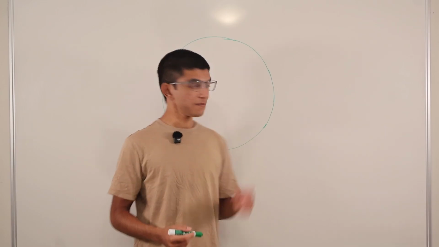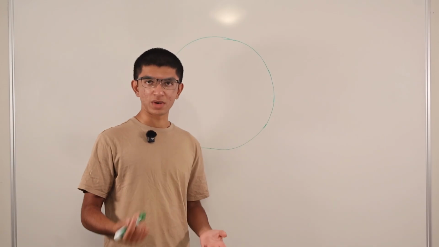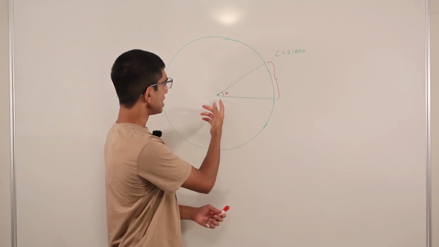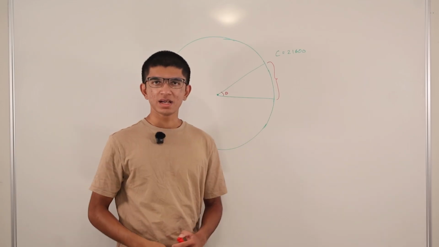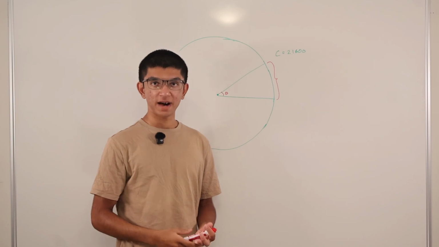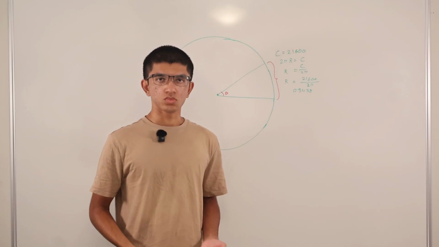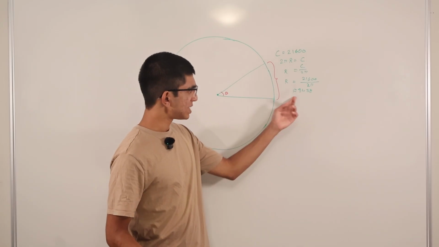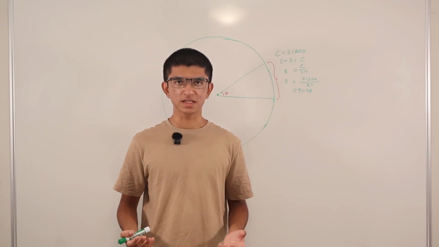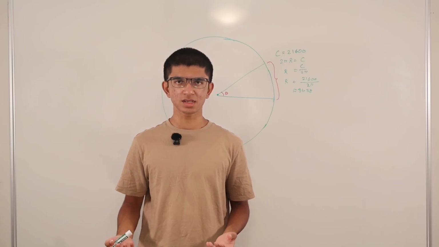Aryabhata then let the circumference of his circle equal 21,600. This means that the angle between two radii, this theta here, is equal to the arc length. And if we divide the circumference by 2 pi, we get the radius as roughly 3,438. So Aryabhata set the radius of his circle to 3438 units.